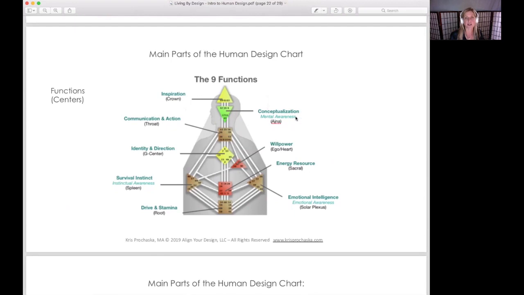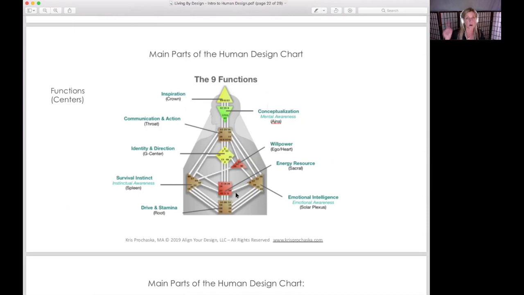And this is the mental awareness center. And then at the very top, we have the crown, or inspiration function. And this is all the different functions that we have. And again, they relate to the chakras, and they also relate to the physical body, or the physical systems of the body. Again, I'm not going to go into all of that.